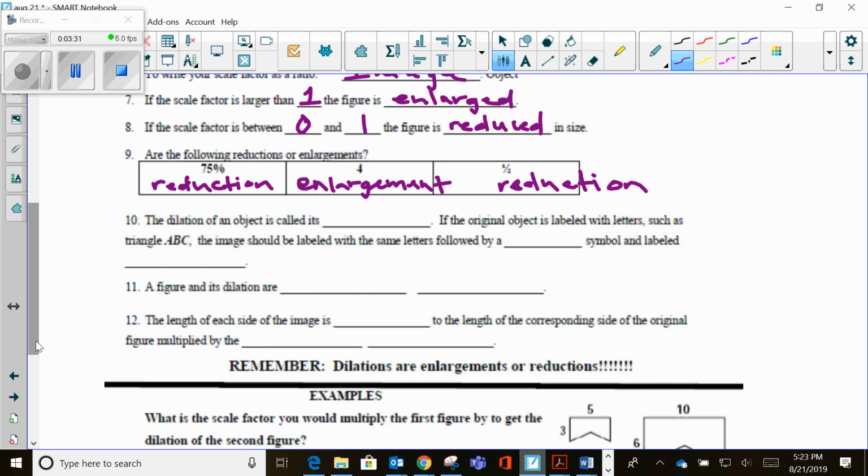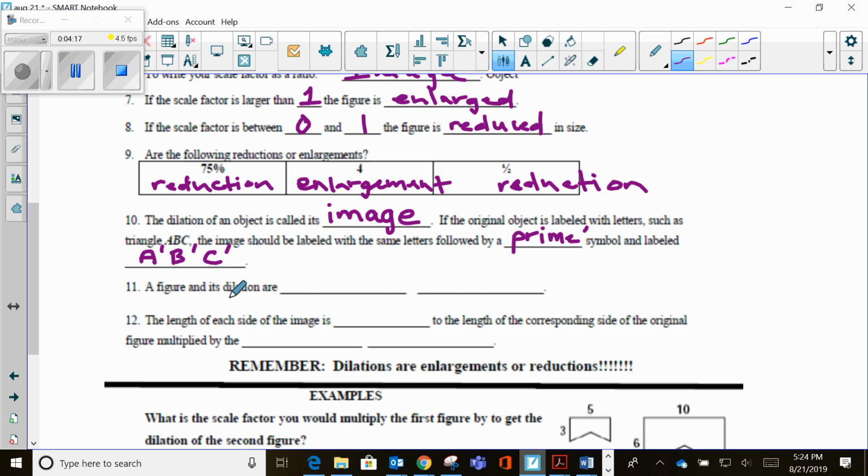The dilation of an object is called the image. If the original object is labeled with letters, such as the triangle ABC, the image should be labeled with the same letters, followed by a prime symbol, which is like a little apostrophe. And it should be labeled as A prime, B prime, C prime. This lets you know it is the after image of the original.